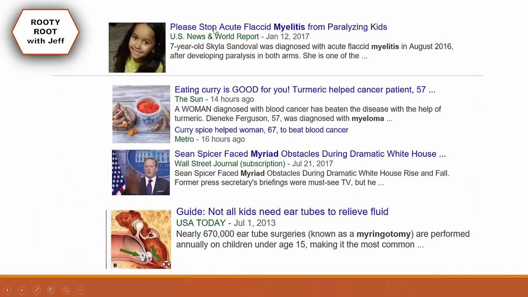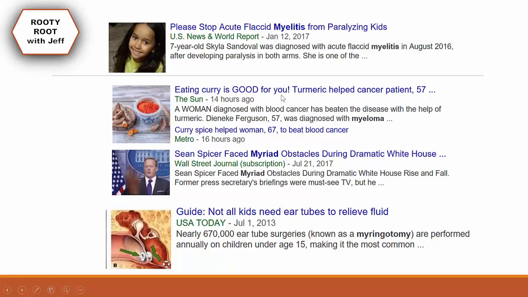So, roots in the news. Please stop acute flaccid myelitis from paralyzing kids. 7-year-old Skylar Sandoval was diagnosed with acute flaccid myelitis in August 2016 after developing paralysis in both arms. She is one of the... Okay, so our root is myelitis, and itis means inflammation, and myo means marrow. So, inflammation in the marrow, spinal cord, because myo also means the spinal cord.